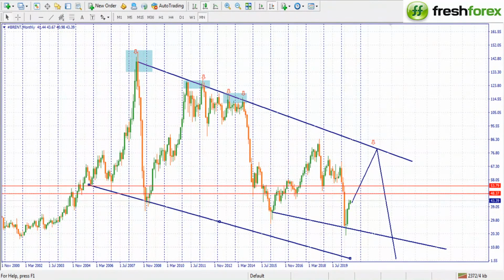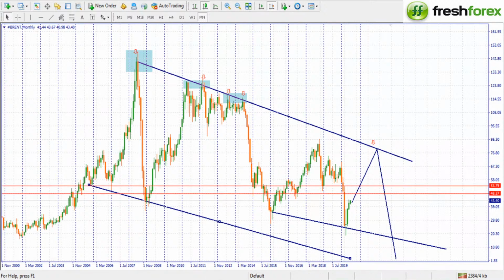So Brent oil on the monthly chart, this is exactly what we expect to be happening. We still expect some movements to the upper side. That's the truth. Brent oil on the monthly chart, we still expect price to move steadily to the upper side. This is what we expect as of now.